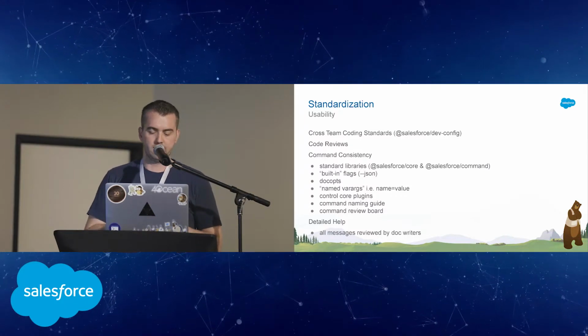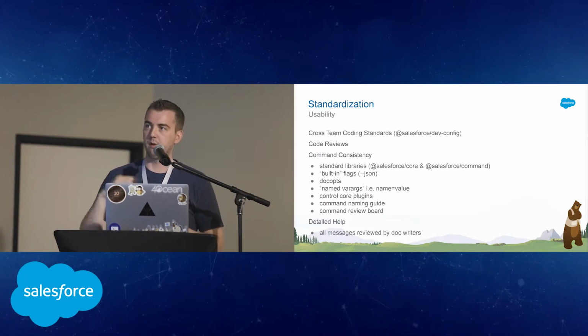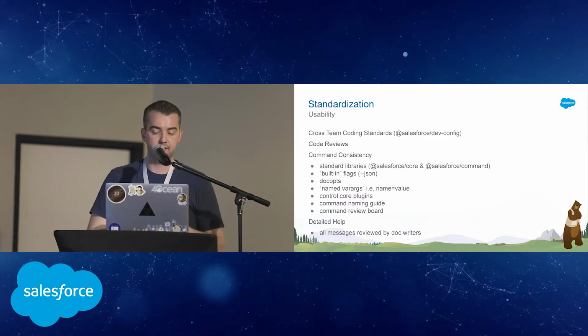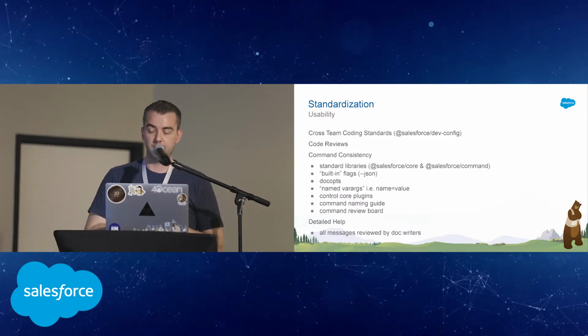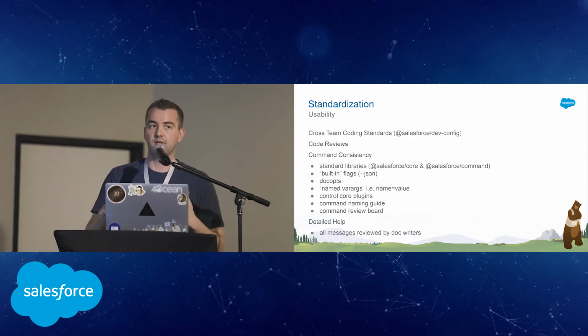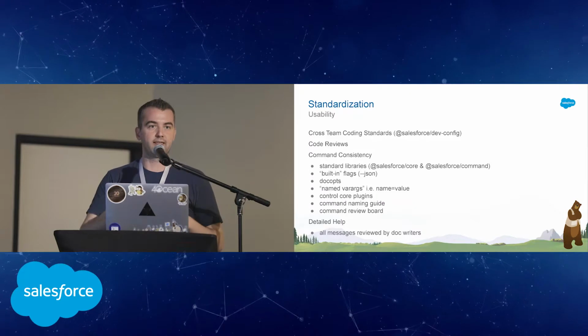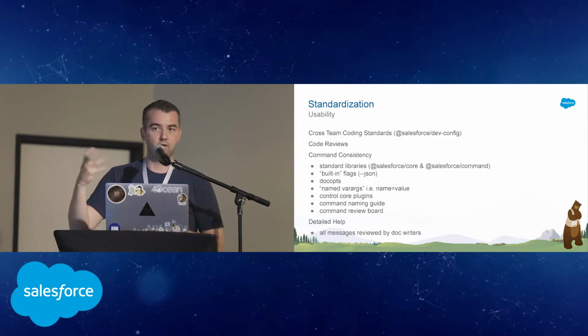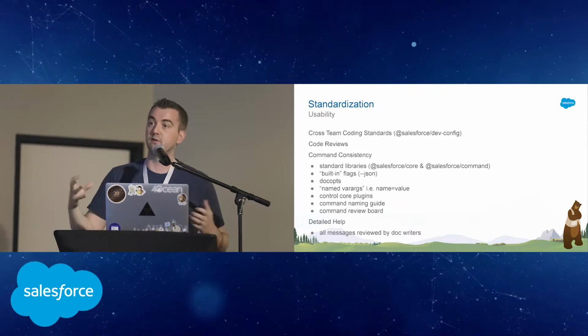Let's see, we control the core plugin, so in order to be part of the core Salesforce CLI release, you have to follow all this stuff. We also have a huge document on how to name commands. Naming is very difficult, and so you really want to know that all the commands, again, feel similar. So we have a huge naming guide, a flag naming guide, like all of these things are kind of controlled by a review board.